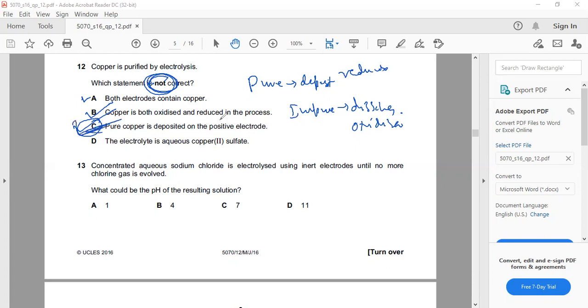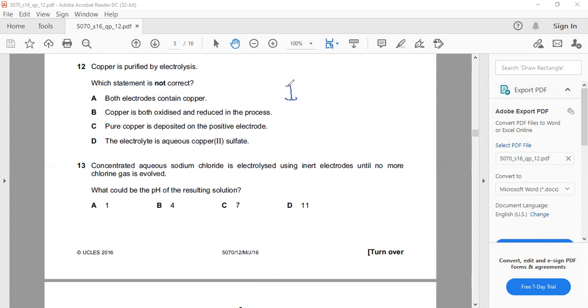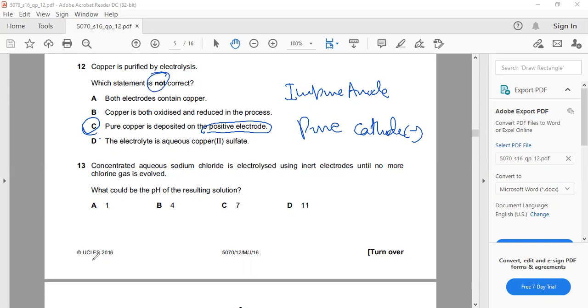This is the one which is wrong. Here it is written positive electrode, but pure should be at the cathode. Impure is anode. Pure is cathode. So cathode is negative, and they are saying it is positive. So C is the answer, right? C is not correct. Okay.